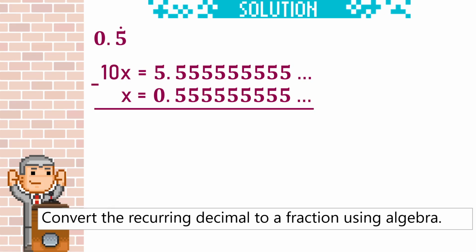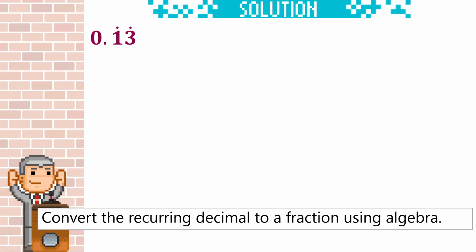Next, we subtract the 2 going downwards. Notice that this will subtract the entire repeating pattern. We can then divide both sides of the equation by the number before the x. This will give us our fraction of 5 divided by 9, or 5 over 9.